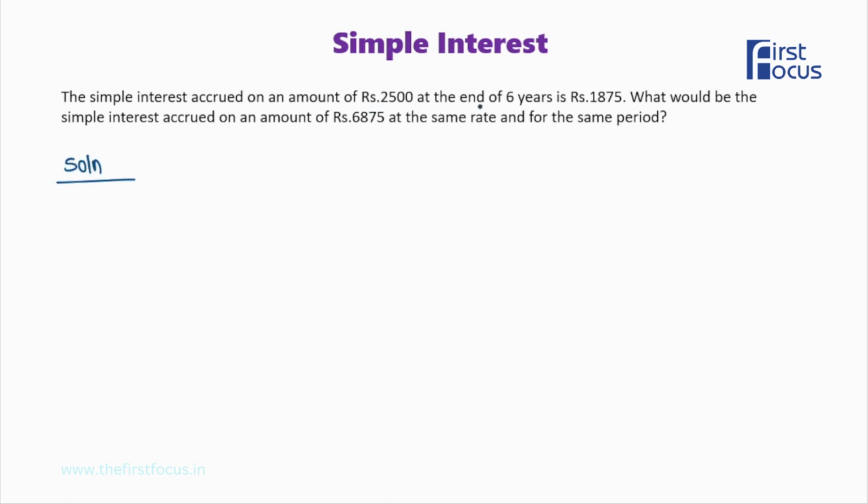Here the principal amount is given, time period is given, and the simple interest is given. We have to find the rate percent here, and from the rate percent and using this time period we have to calculate simple interest for the amount 6875. The formula for simple interest is SI is equal to PRT divided by 100. From this formula, rate is equal to simple interest into 100 divided by principal into time period.